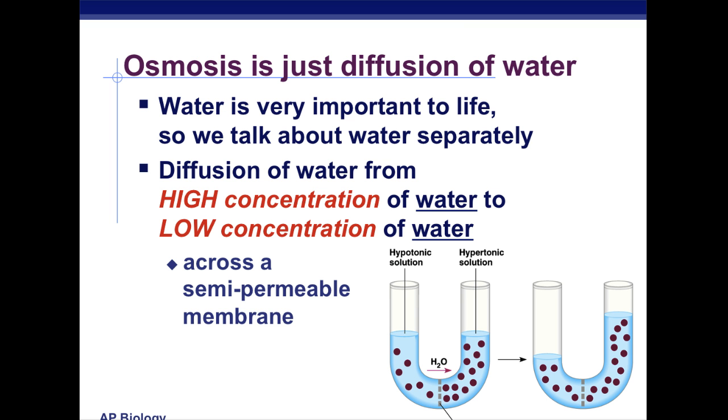And osmosis takes place across a very special type of membrane called a semi-permeable membrane. And this is key to having osmosis occur. Semi-permeable membrane means that the membrane allows some materials to cross the membrane and other materials not to cross the membrane. So in this particular case, water can cross the membrane, but whatever is dissolved in the water cannot cross the membrane.